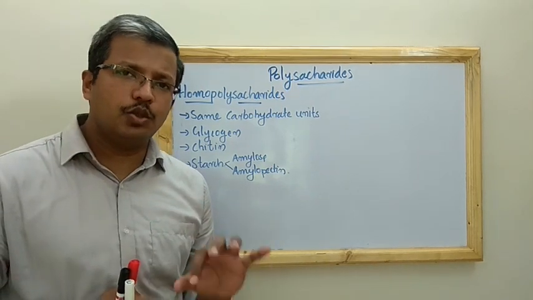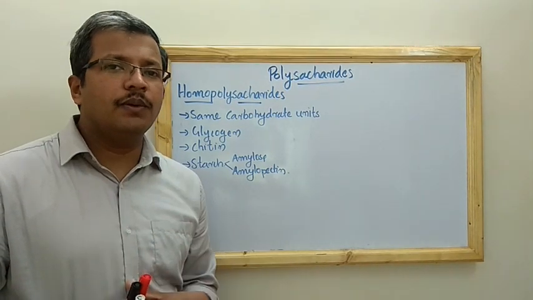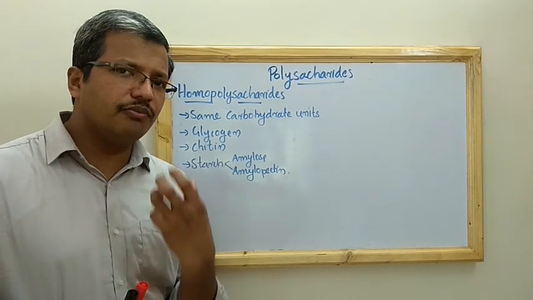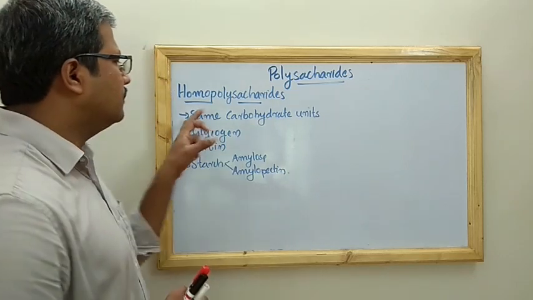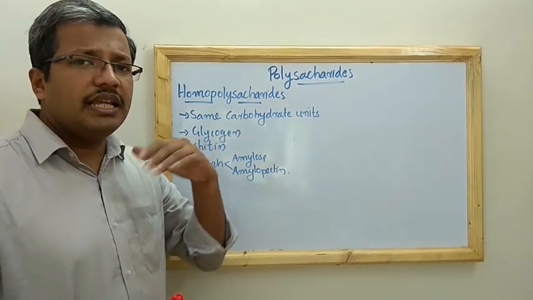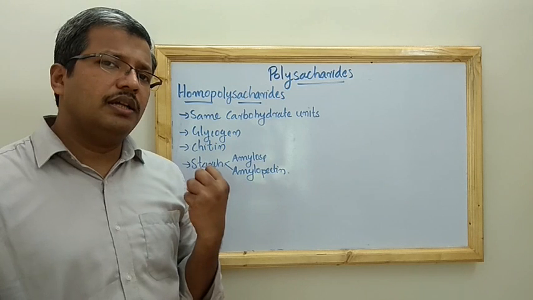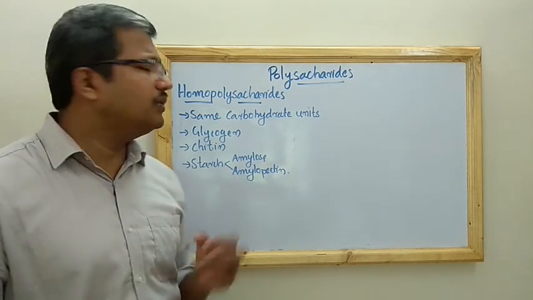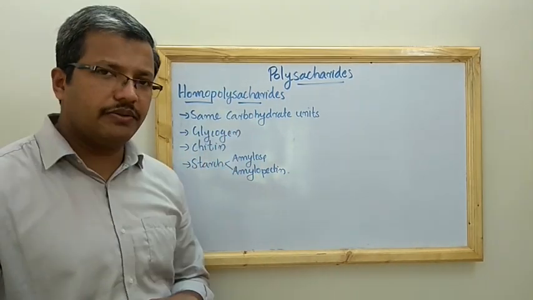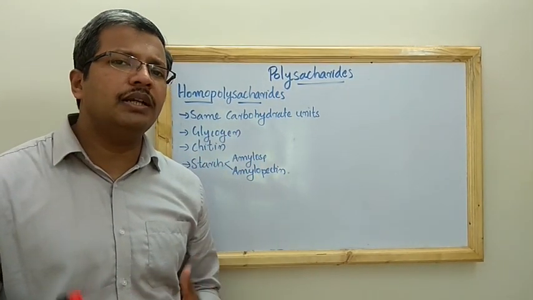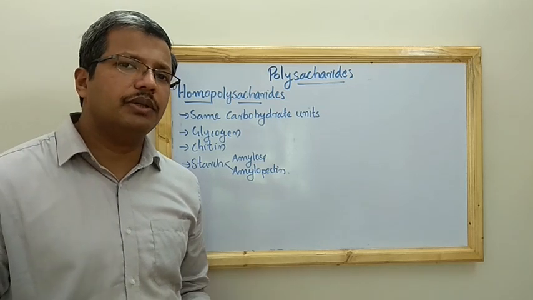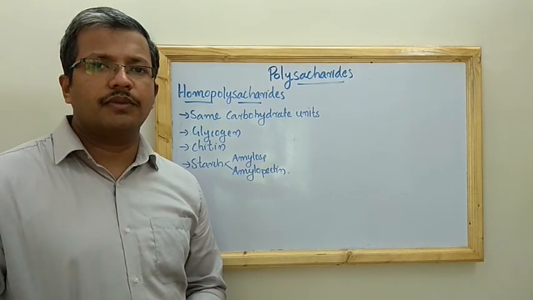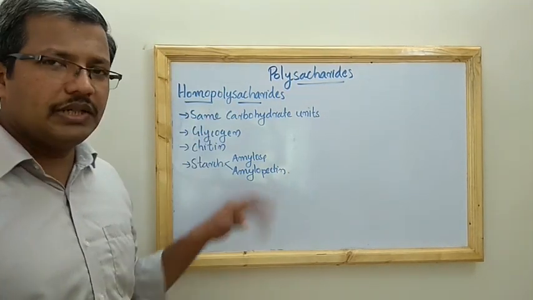As the name indicates, homo means the same. So, homopolysaccharides are polysaccharides composed of monosaccharides which are the same. If the polysaccharide is composed of a large number of similar monosaccharides, it is known as a homopolysaccharide. If it is composed of more than one type of monosaccharide, it is known as a heteropolysaccharide. Hetero means different. Okay, so let us see the homopolysaccharides here.